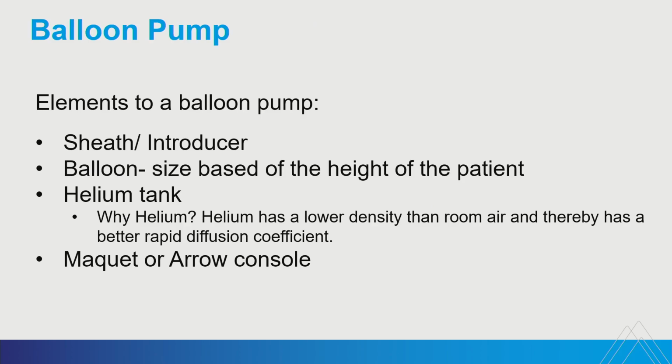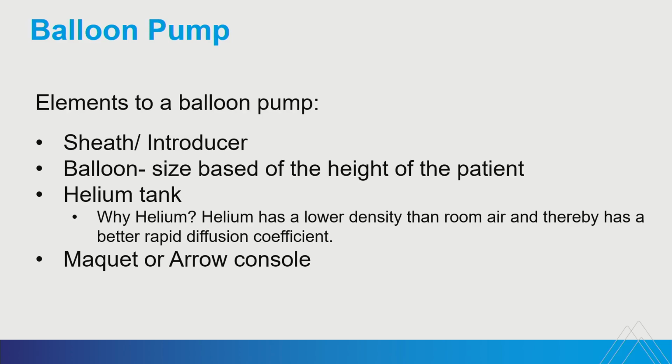The balloon pump itself has different pieces to it. The first piece would be the sheath, or the introducer, or the Cordis. The next would be the balloon in and of itself. To choose the right balloon pump, it goes by height. It doesn't go by body surface area. If the patient is below 5'4", they get a 40 cc balloon. If they're above 5'4", they get a 50 cc balloon.